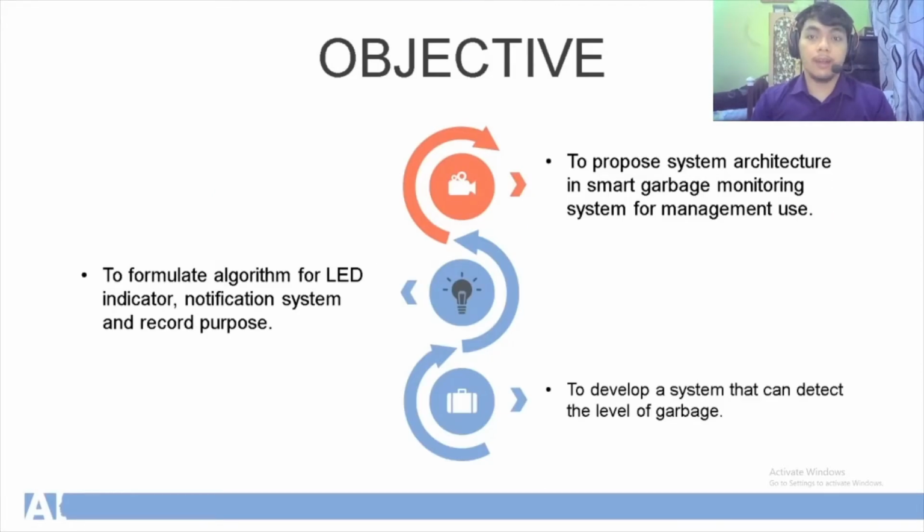Our objectives are to propose a system architecture in the smart garbage monitoring system for management use, to formulate an algorithm for the LED indicator, notification system and record purpose, and finally to develop a system that can detect the level of garbage.